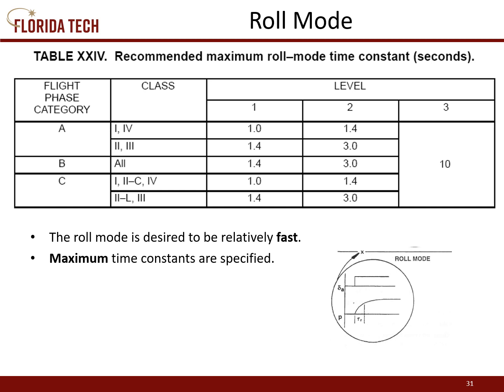In the case of the roll mode, the maximum roll mode time constant is what's specified. We want the roll mode to be relatively fast, and so that's why we're going to specify the maximum time constant. Now you can see here for category A, class 1 and 4, so light aircraft or fighter aircraft, you want it to be a quick roll rate, but they don't expect a Class 2 or 3 aircraft, like medium to large transport aircraft, to have as fast of a roll rate. So you see that the maximum time constant is allowed to get bigger for those class of aircraft, 1.4 for level 1, 3.0 for level 2. But for fighter aircraft and small aircraft like Cessna, you want that thing to roll pretty quick, so that's why for level 1 it's specified to be 1.0 and 1.4 for level 2.